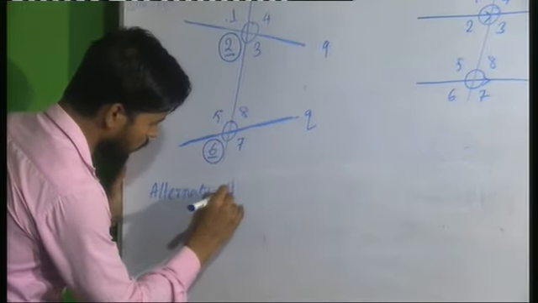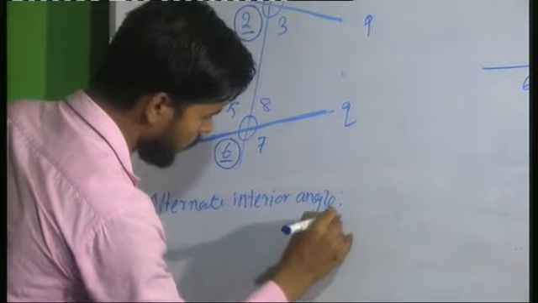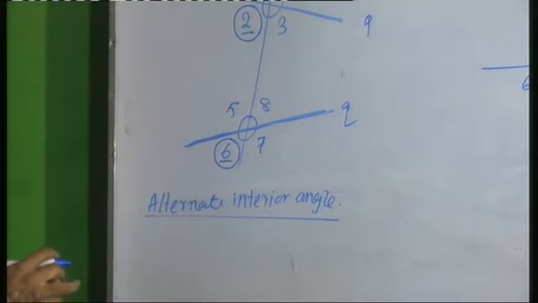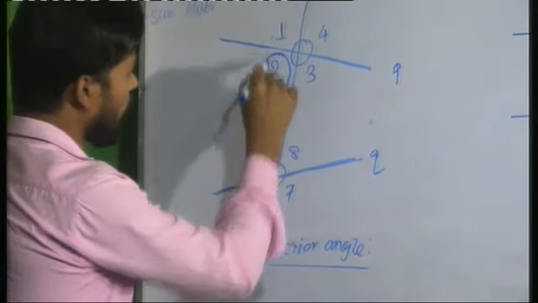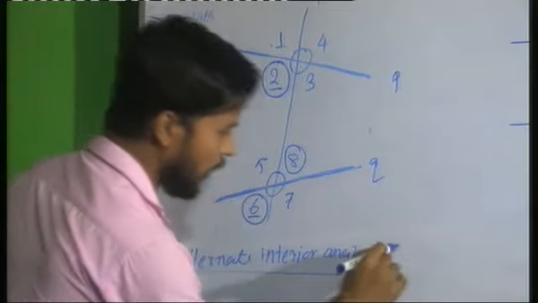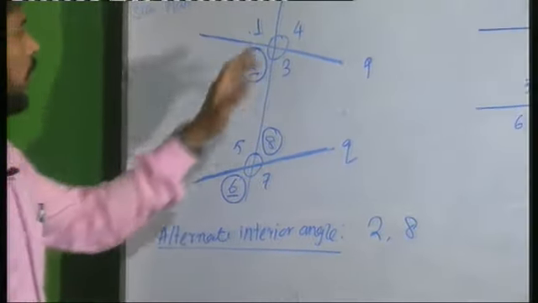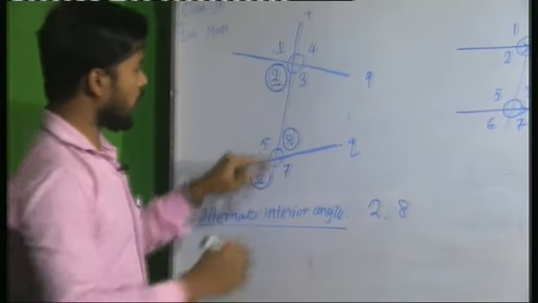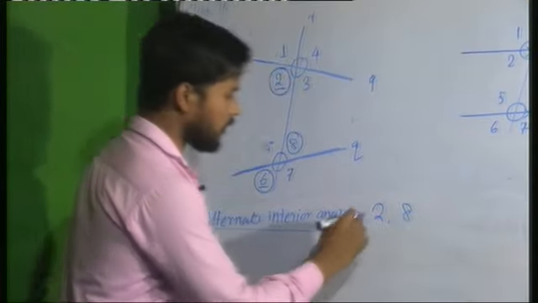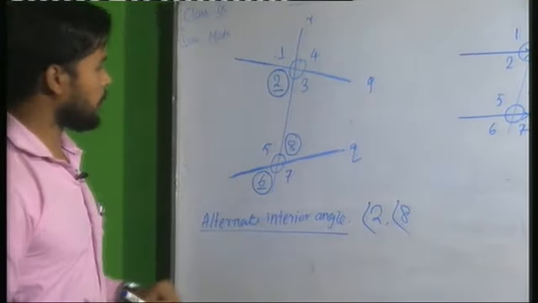Alternate interior angle. Two angles are said to be alternate interior angles, like angle 2 and angle 8. They are two interior angles on the opposite sides of the transversal. So these two angles are said to be alternate interior angles. Angle 2 and angle 8 are alternate interior angles.